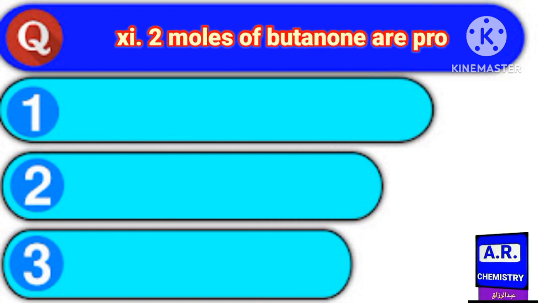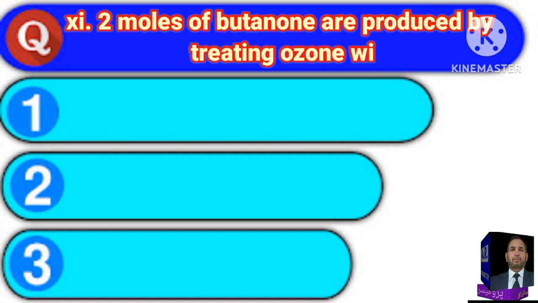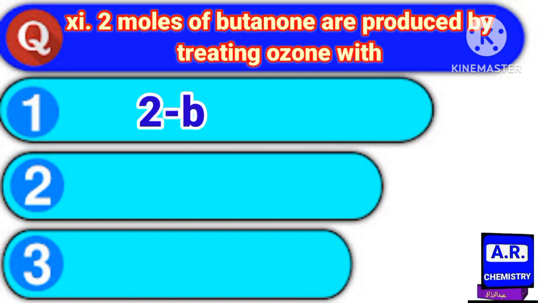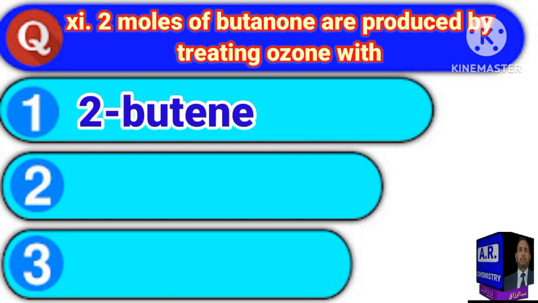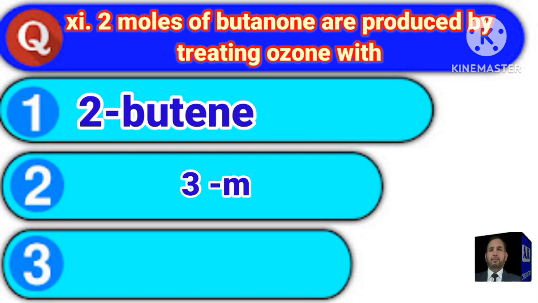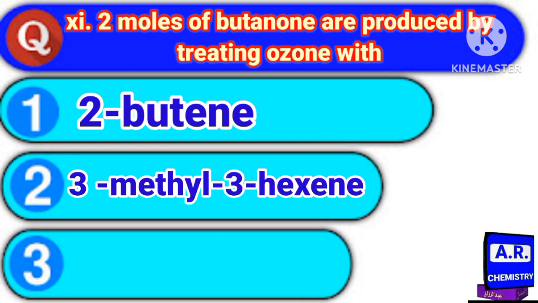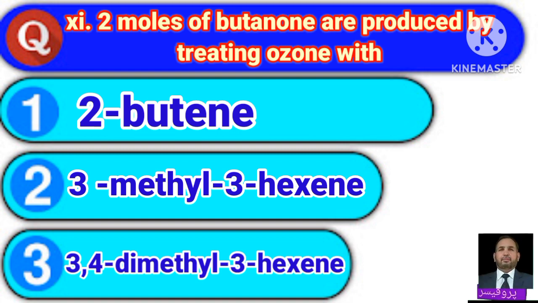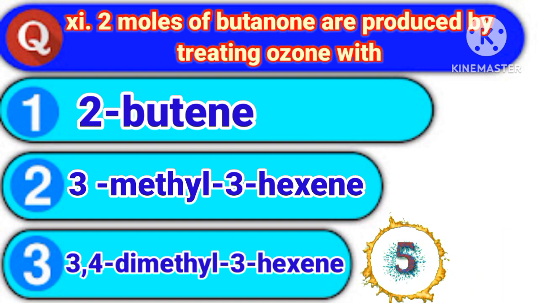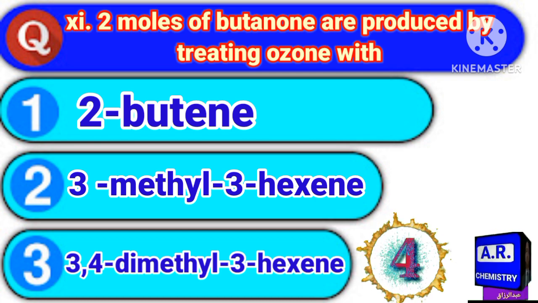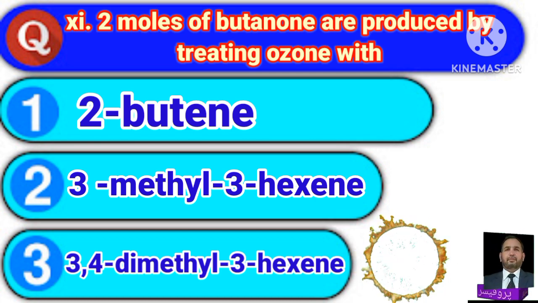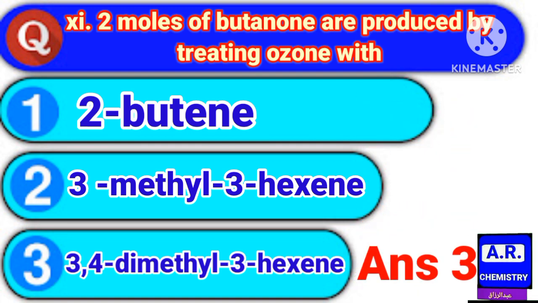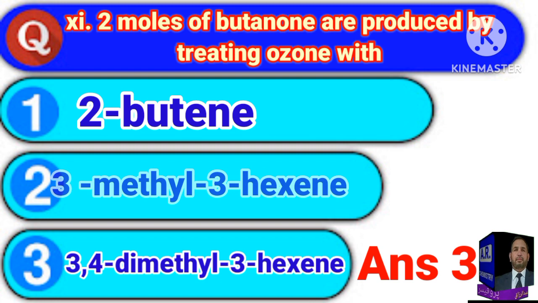2 moles of butanone are produced by treating ozone with number 1 2-butene, number 2 3-methyl-3-hexene, number 3 3,4-dimethyl-3-hexene. Please select the correct one, that is option number 3, 3,4-dimethyl-3-hexene. That is the proper option.